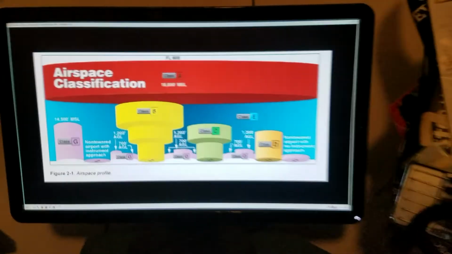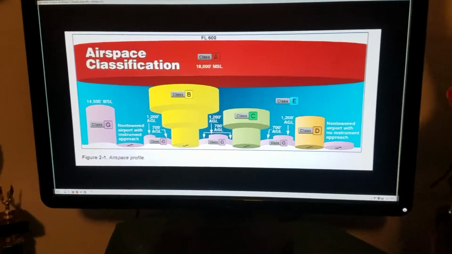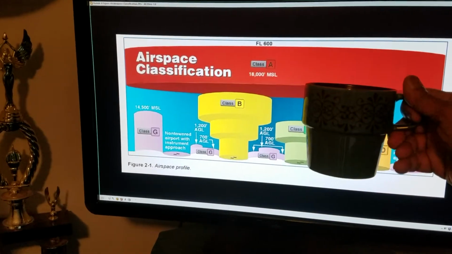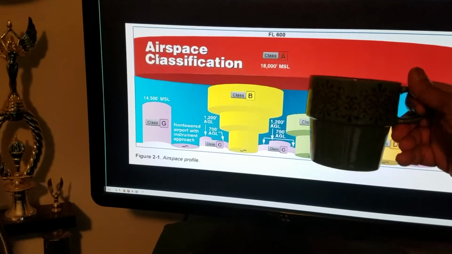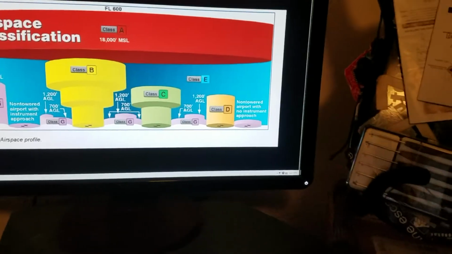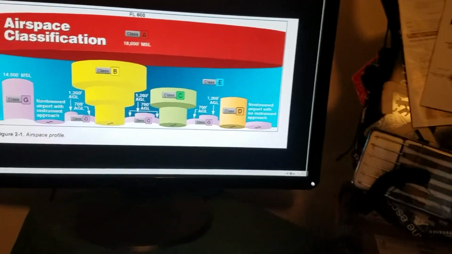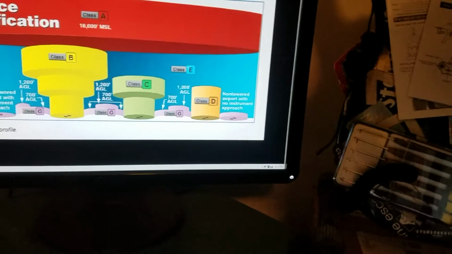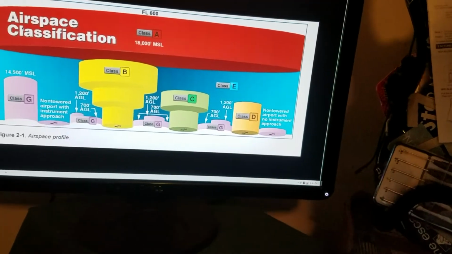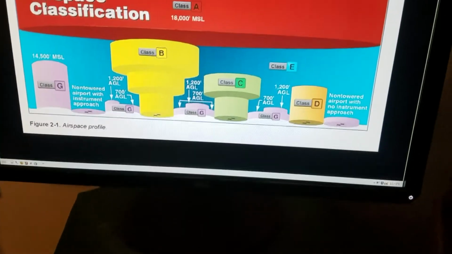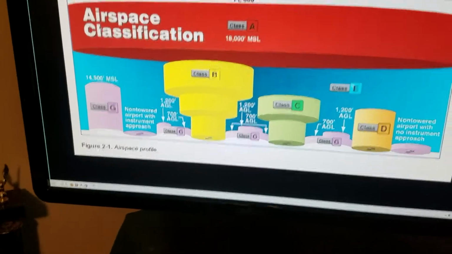Yes, inverted wedding cake or upside down wedding cake. Oh, look at my cup. Small at the base and becomes big when it goes up. That's if it helps you to remember. Oh, that miserable guy and his lousy cup, that's fine too. As long as you remember, this is very important to remember when it comes to the airspace classification.